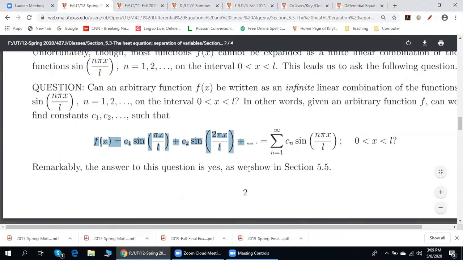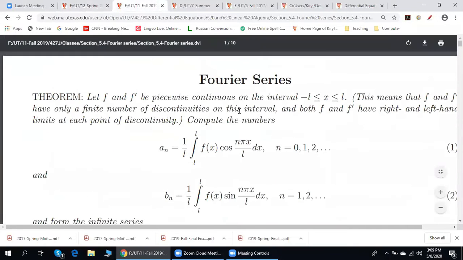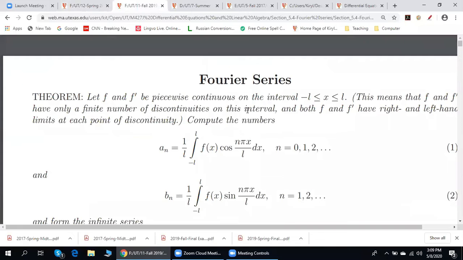And there are two reasons for that. Reason number 1, our function here is defined only on the interval between 0 and L. Recall that in order to apply the theorem, our function should be defined on the interval from negative L to L, not from 0 to L. Moreover, we include the endpoints.